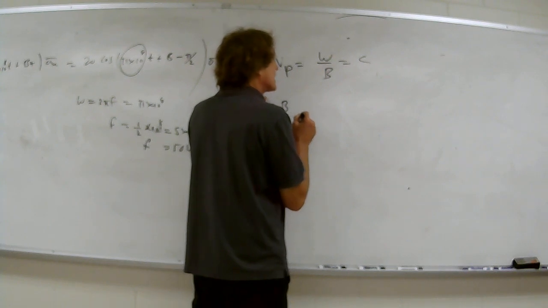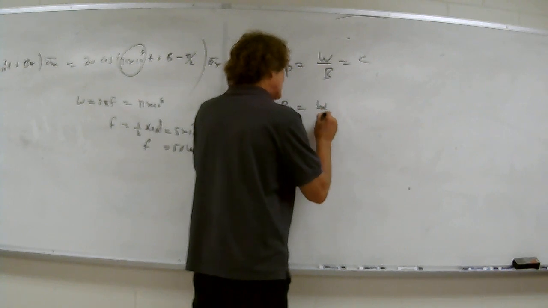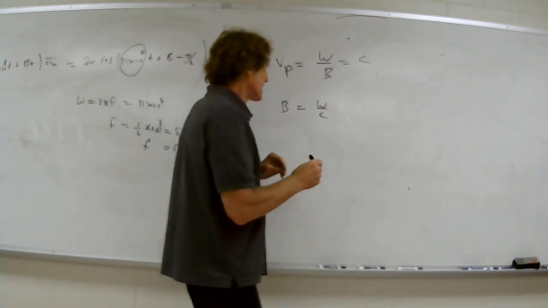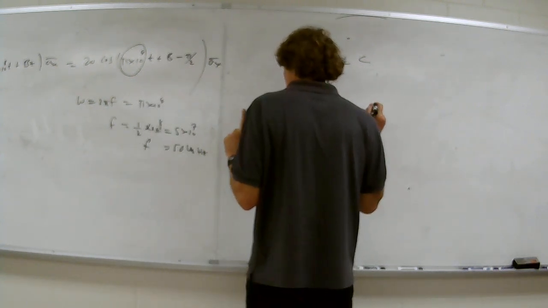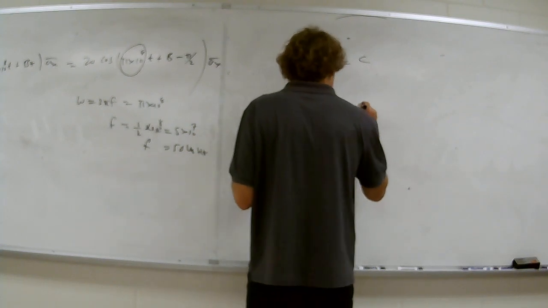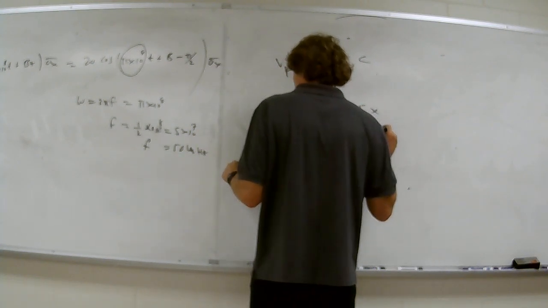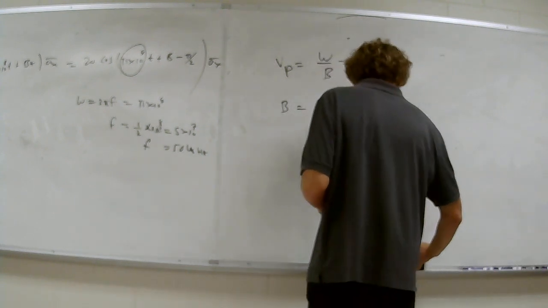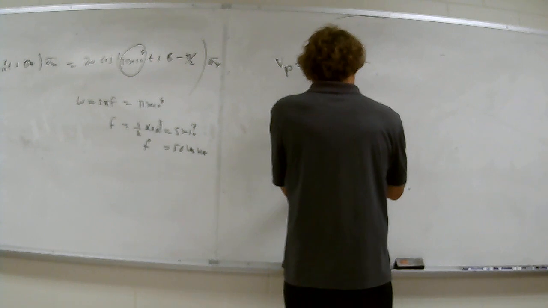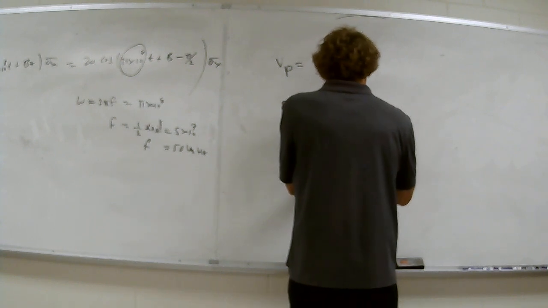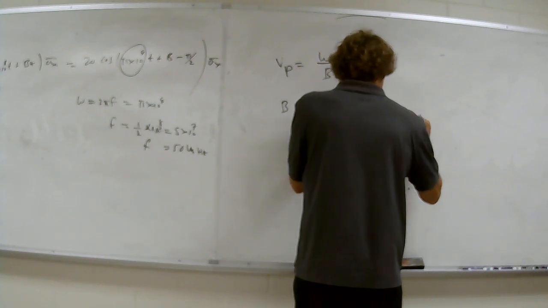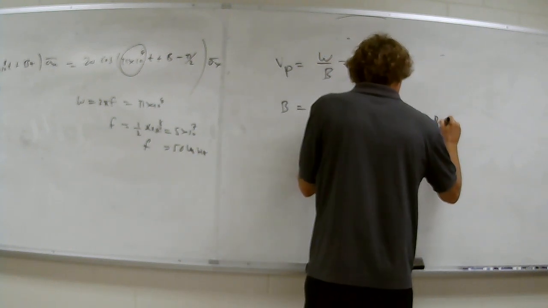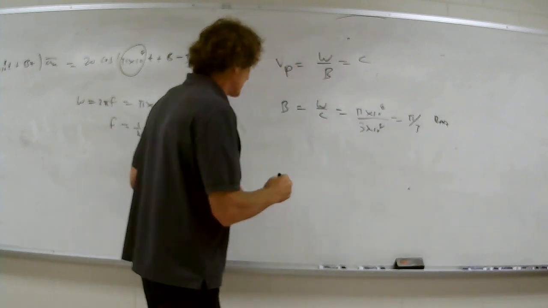Well, beta is going to be omega divided by C, isn't it, class? And what is that? Omega is pi times 10 to the 8th. Pi times 10 to the 8 over C, which is 3 times 10 to the 8. So it's pi over 3 radians. What's alpha, by the way?